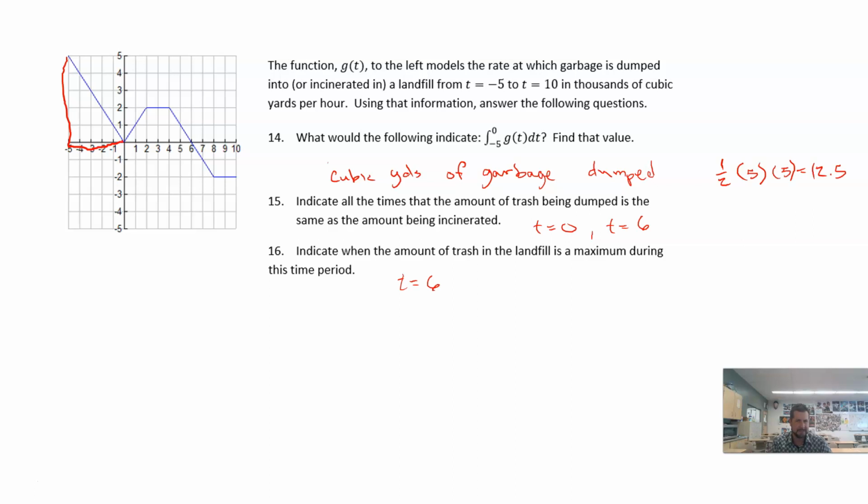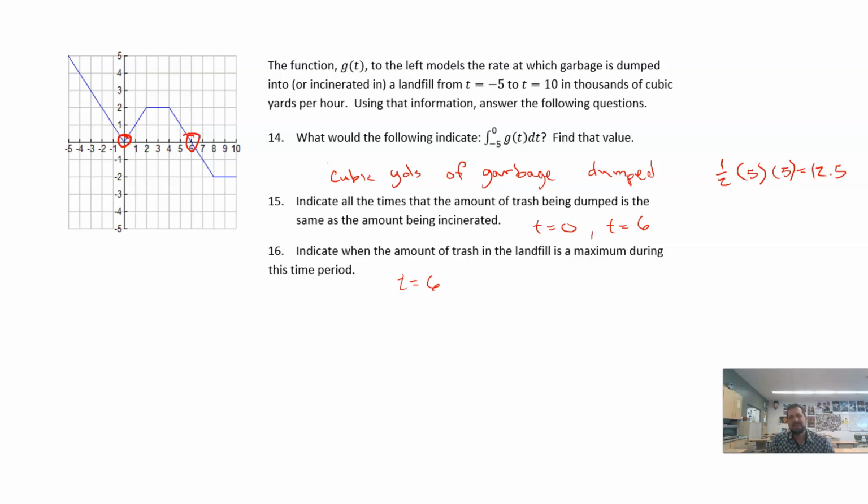Number 15 says to indicate all times the amount of trash being dumped is the same as the amount being incinerated. In other words, there is no net change in how much trash is being added or subtracted. That's just a really fancy way of asking how many times and where does my velocity graph cross the x-axis. Now the last one says indicate when the amount of trash in the landfill is a maximum.